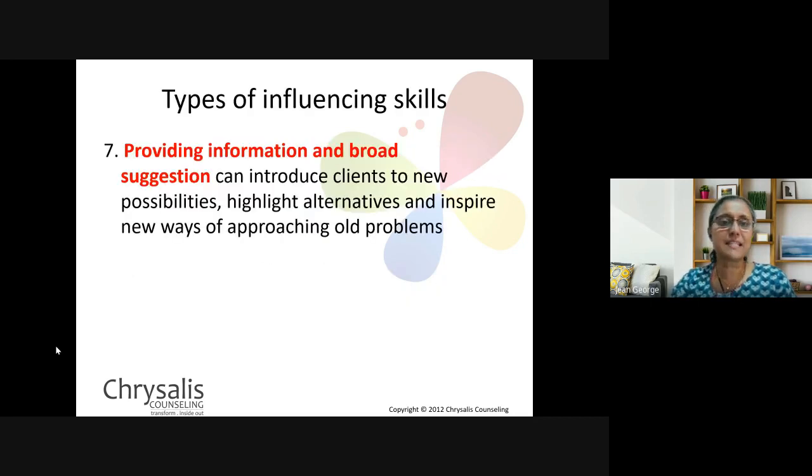Okay. The next influencing skill is to provide information and broad suggestions. Now, this is something you can introduce to a counselee. It's information giving that involves giving them some factual information that can help them in some way, maybe some support that they would require. Sometimes counselees are not sure where they need to start looking for information. So counselors can help their counselees to find that starting point. When you're giving information, you're only giving relevant data or facts that are needed for them, okay? You're also ensuring that they may be receptive to the information.